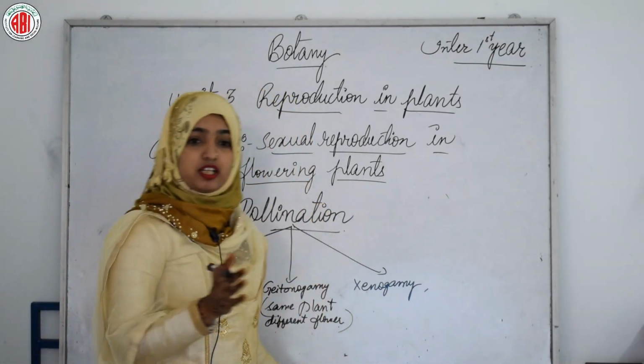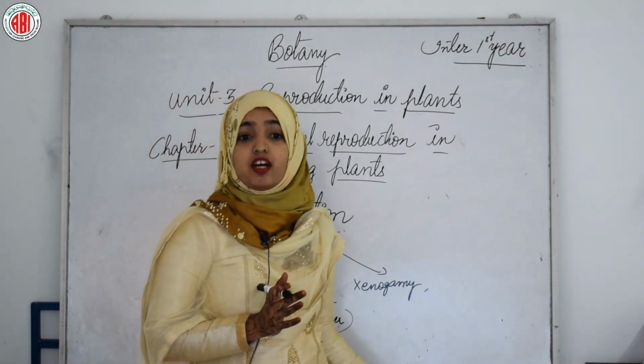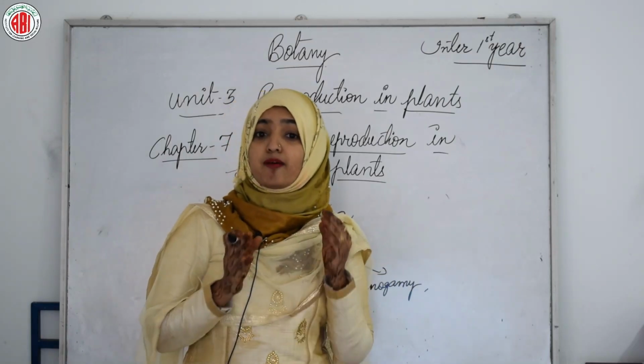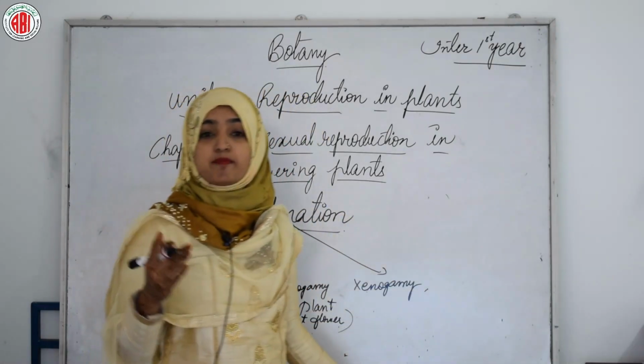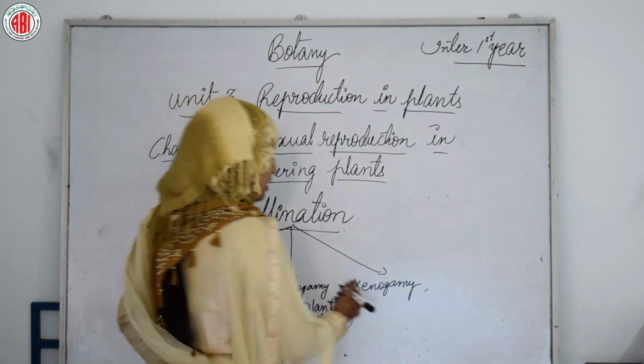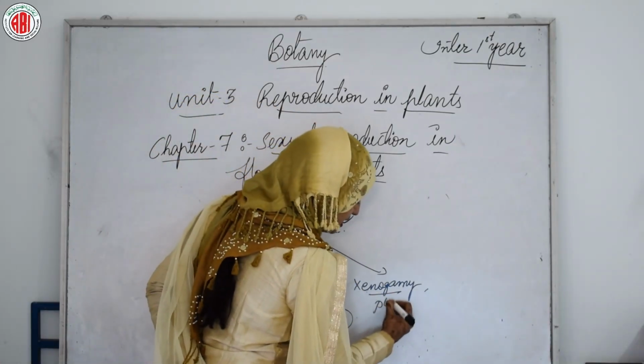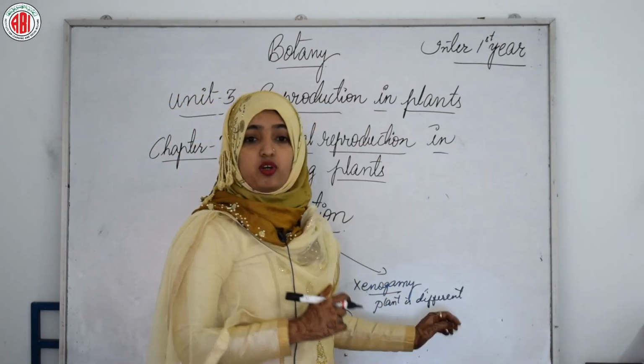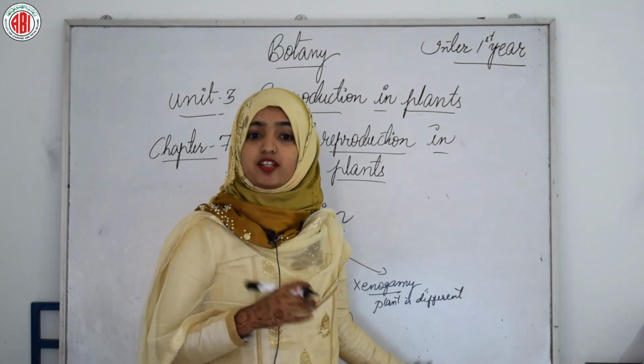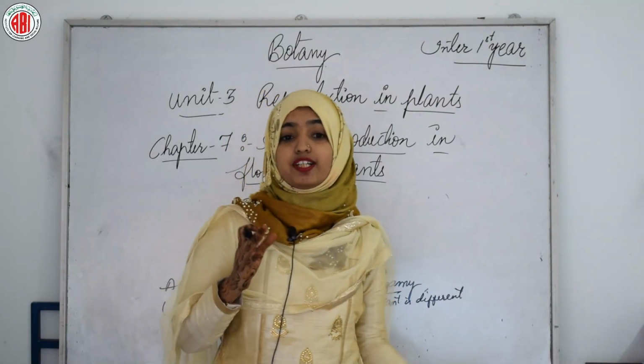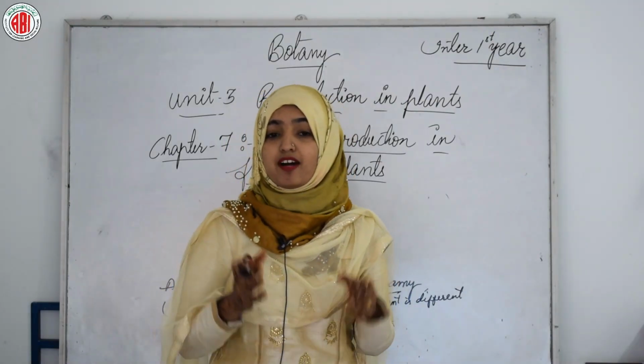Now coming to the third one, that is xenogamy. It involves the transfer of pollen grains from the flower of one plant to the stigma of another plant. Here the flower is different and the plant is also different. So as a consequence of this kind of pollination, genetically different types of pollen grains will be carried to the stigma.